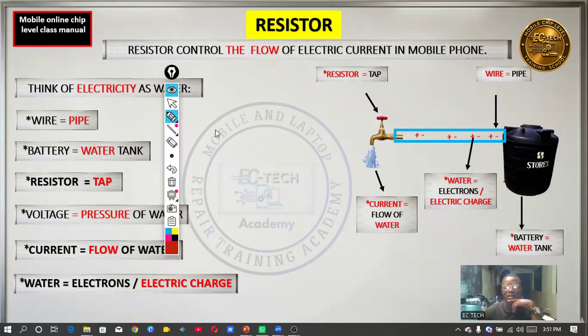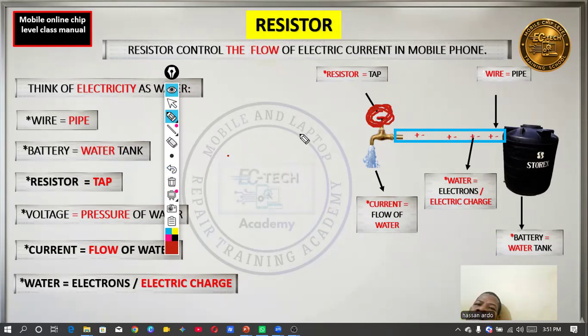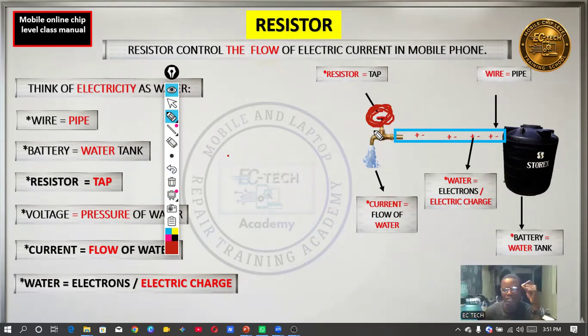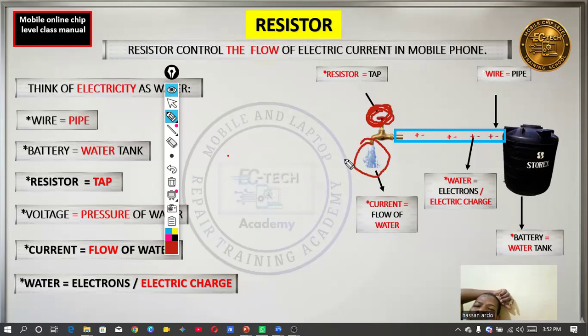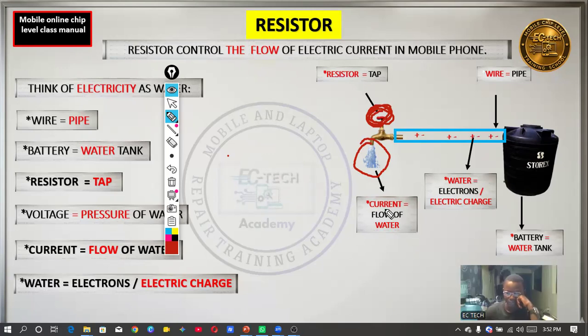So now we say that the resistor in this case is a controller. This is the control of the pipe, I mean, of the tap. If you open it, the more you open it, the more the water comes out. So this is the work of the resistor. They use it to control the flow of current.